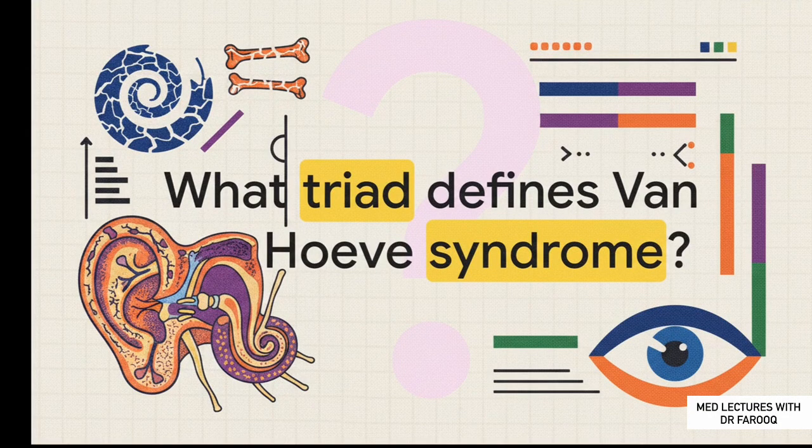All right, before we totally wrap up this explainer, let's do a quick high-yield knowledge check. What specific clinical triad defines van der Hoeve syndrome? The answer? It's the simultaneous presentation of osteogenesis imperfecta, otosclerosis, and blue sclera. Just take a second to consider how a massive systemic bone dysplasia manifests so profoundly in a space as unimaginably tiny as the middle ear.